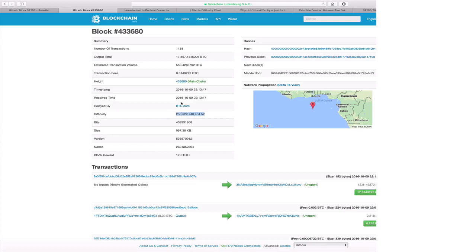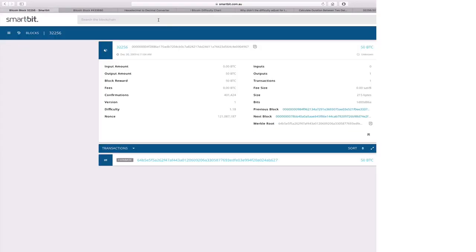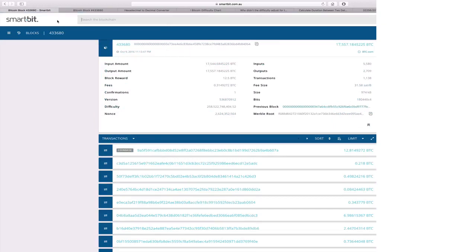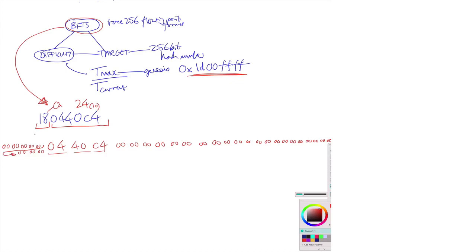And then the latest value of bits is this. If we go back to our smart bit, we can see this is the latest block. We can see that the difficulty is 258 billion, and the bits is 18044. So that is our entire fully expanded target in hexadecimal. That's our entire target number. So any hash that is less than or equal to this number is, or would have been, a successful candidate hash for this block.